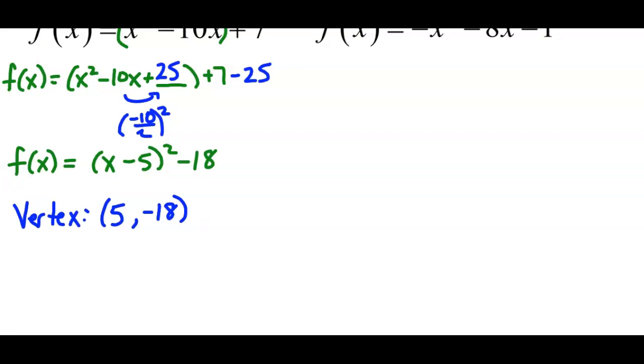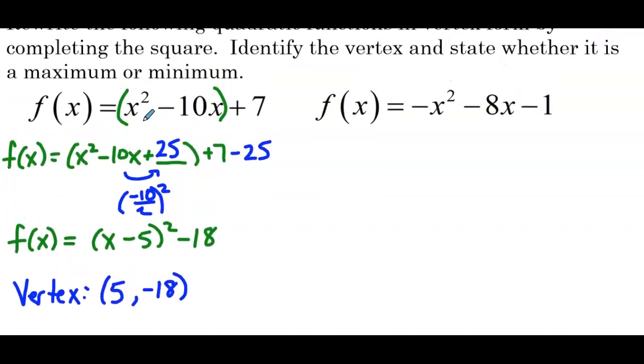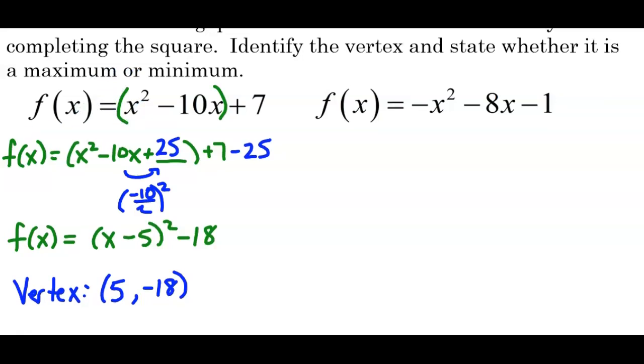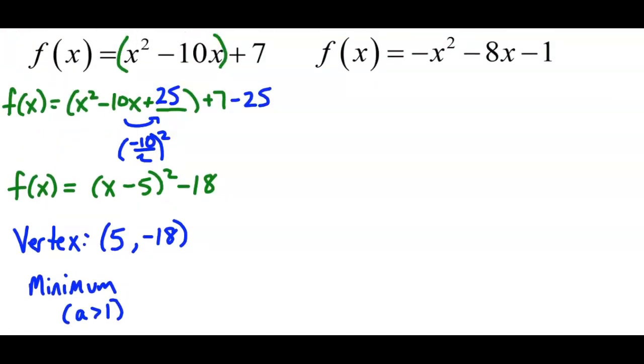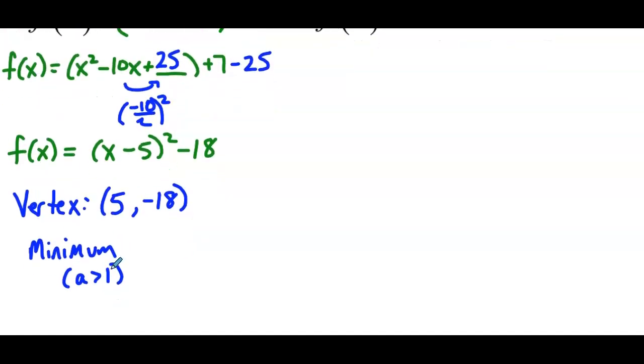Now, whether that is a max or min, we go back to the original function, and we look at the coefficient of x squared, the a value. In this case, a is positive. The parabola would open up, which means our vertex is a minimum. As a reminder, that's because a is greater than 0, not 1.